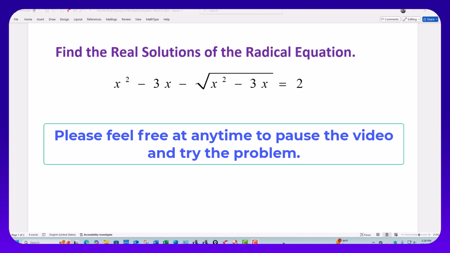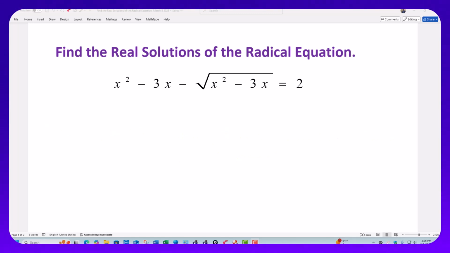In this video, we have another radical equation. We want to solve for the real solutions. Now, it's important to notice that we have an x squared minus 3x here, and an x squared minus 3x here. We'll see what we can do with that a little bit later on. But first, let's go ahead and simplify this.